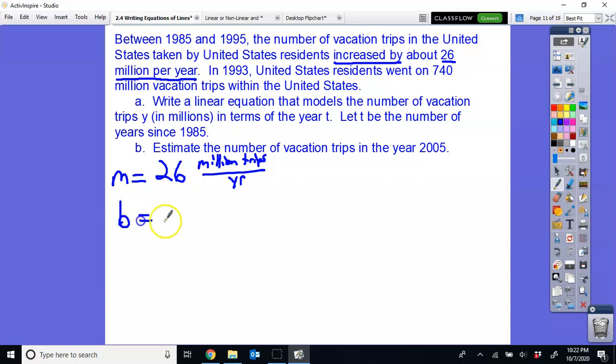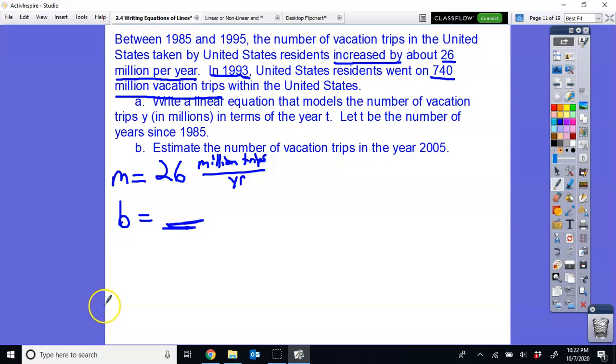Well, what about the beginning amount? Just like we had earlier, we were looking for the beginning amount to be able to write an equation of a line. We're looking here, and it says in 1993, United States residents went on 740 million vacation trips. In 1993, they went on this many million vacation trips, right? But that's not the beginning amount. Yeah, it is, Mr. Harrison. No, it's not. Look closely.